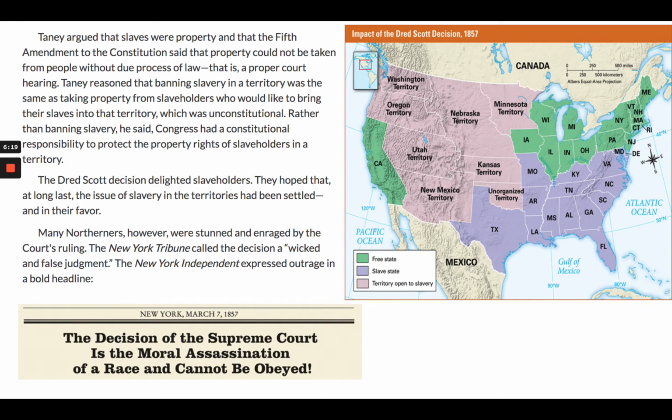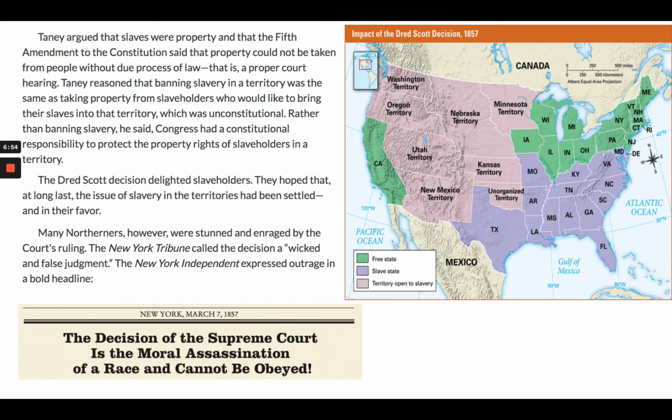So, the South loves this decision because, looking at this map, now all territories are open to slavery. All those laws like the Kansas-Nebraska Act, Missouri Compromise, Compromise of 1850, those are all thrown away after the Dred Scott decision, which says the government actually cannot decide whether it's free or slave. So everything is going to be opened up to slave territory.